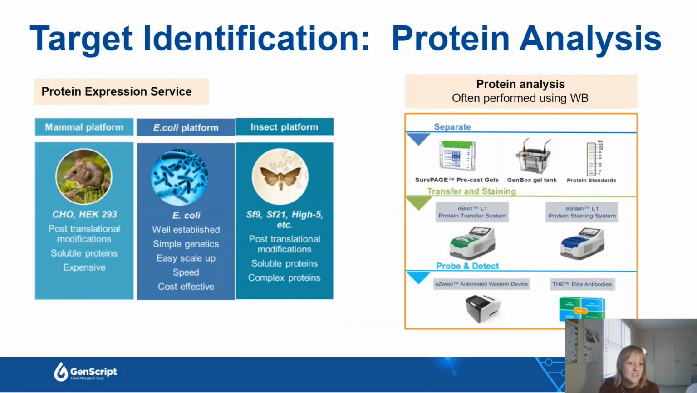Some researchers run into issues expressing their target proteins. Our protein expression service will help ensure that your protein is expressed in sufficient amounts, whether you use it for antigen, for antibody generation, or for downstream screening. These proteins can be produced using a variety of expression systems, including bacterial, insect, or mammalian cells.